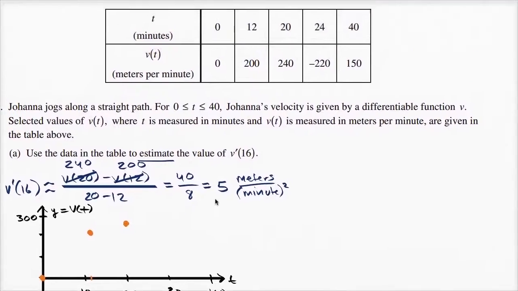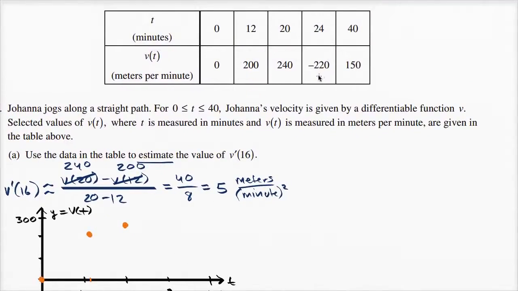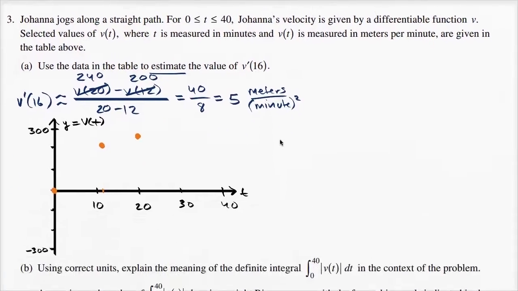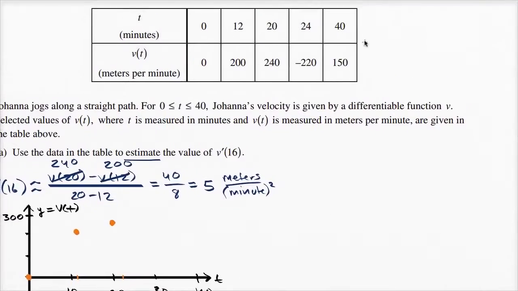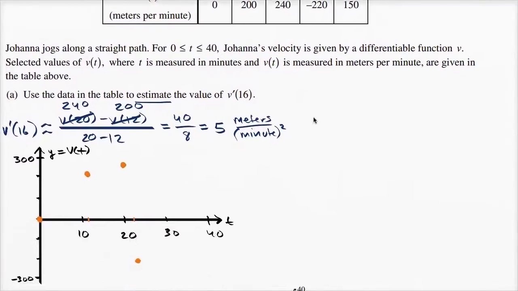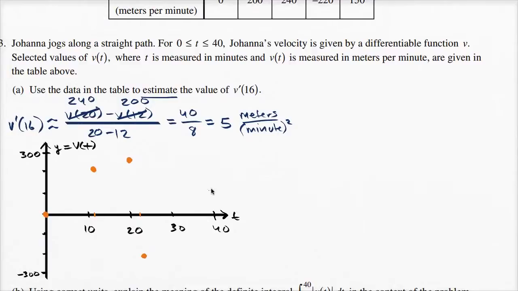And then when our time is 24, our velocity is negative 220, so she switched directions. So 24 is going to be roughly over here, and negative 220 might be right over there. And then finally, when time is 40, her velocity is positive 150. And so these are just sample points from her velocity function.